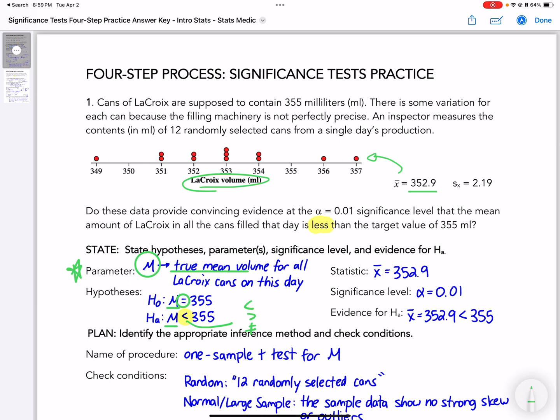The reason we're choosing less than here is because it says right here, is there evidence that it's less than the target? Since 355 is the target, we're seeing if we have evidence. Since my x bar is less than 355, that's some evidence. So we're asking, we know it's less, but is it statistically significantly less? And the significance level is this here where it says 0.01. And that's what we're going to be comparing the p-value to.